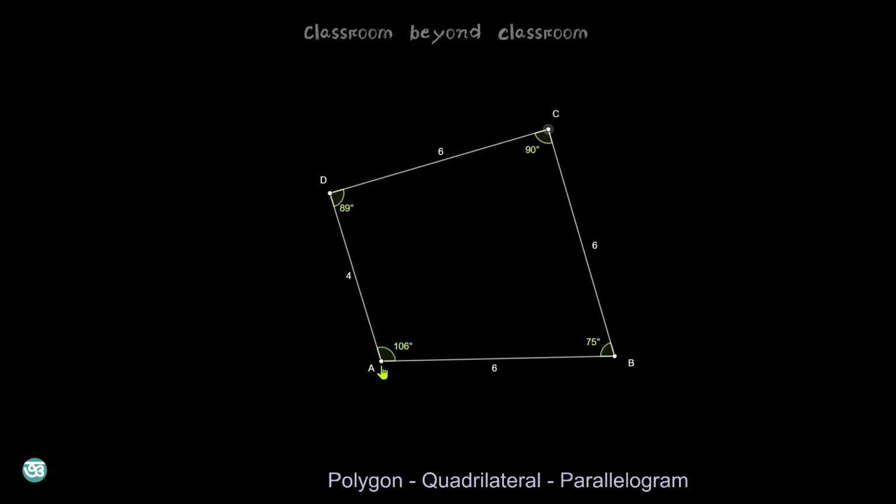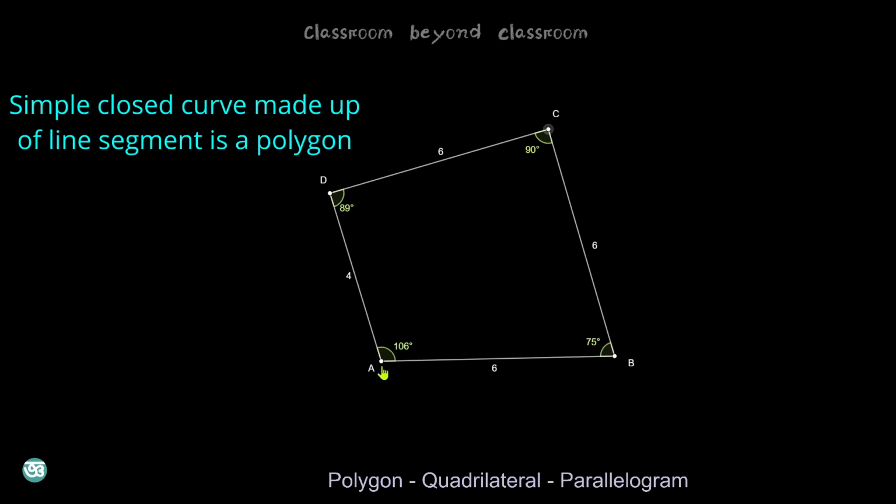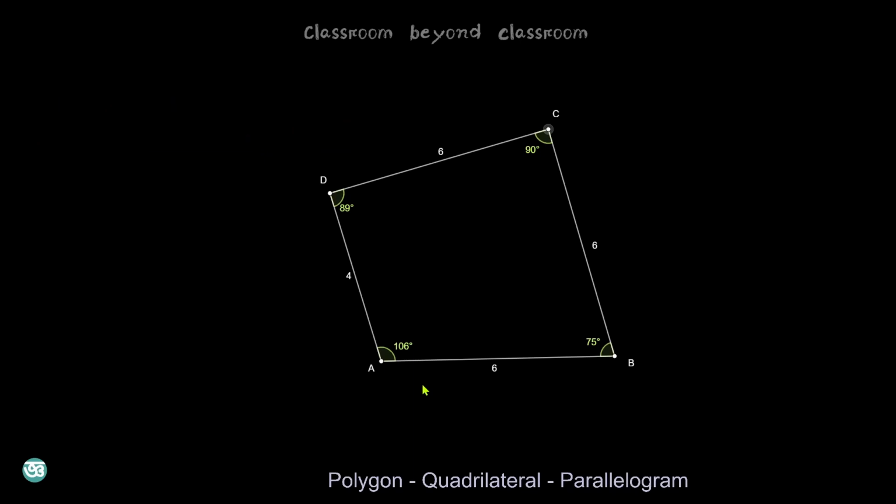Now this is a closed curve because if we start from point A, we will end up at point A itself, that is, the starting point is the same as the end point. Now is this a polygon? Yes, because this closed curve is made up of straight line segments, and this polygon has 4 sides, and a polygon with 4 sides is called a quadrilateral.